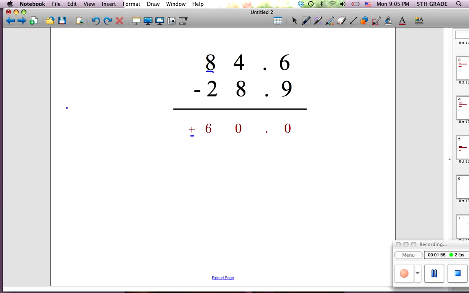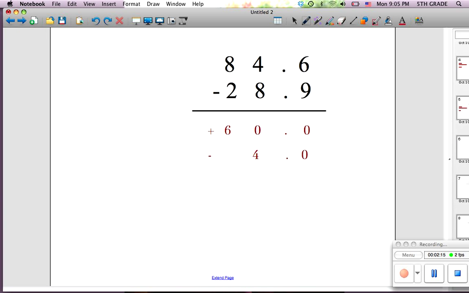Our next step is to subtract 4 and 8. You'll notice 4, the number on top, is less than 8, the number on the bottom. So when we subtract, we're going to put a subtraction sign. So 4 minus 8, the difference between 4 and 8, is 4 with the subtraction sign, or we could think of it as negative 4.